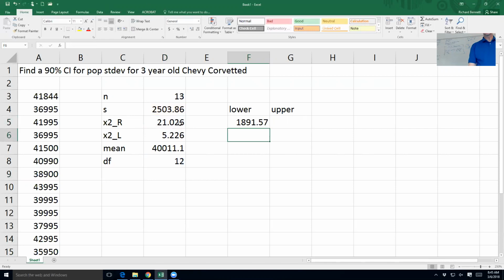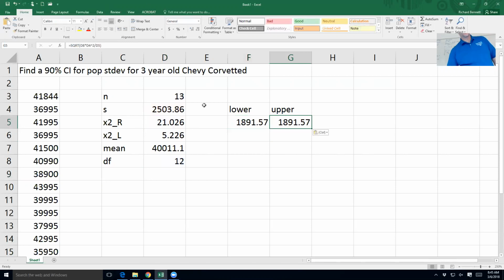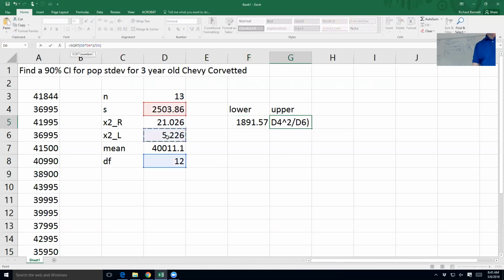So 1891. And I'm going to copy and paste this, except I'm not dividing by the right anymore. I'm dividing by the left, the smaller number, so it's going to be bigger.